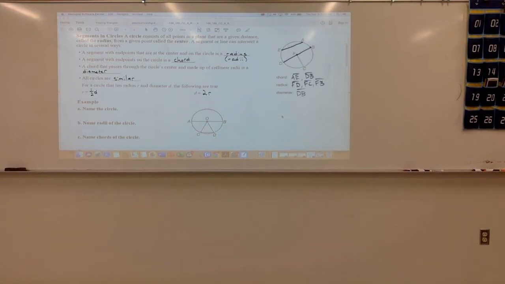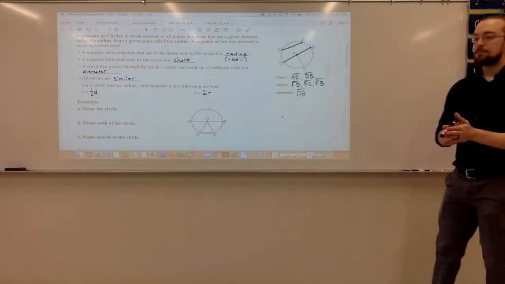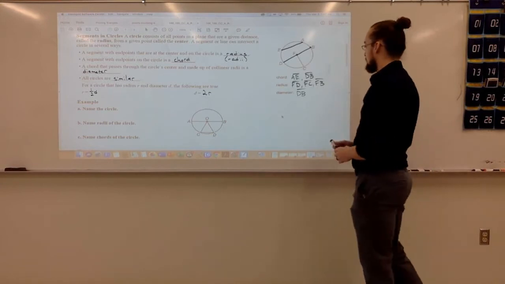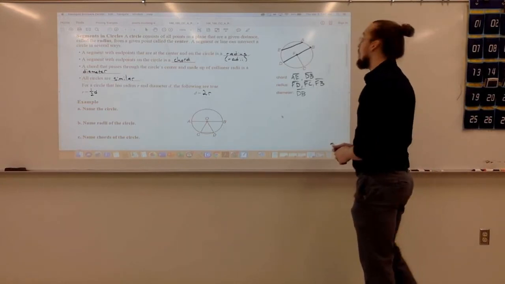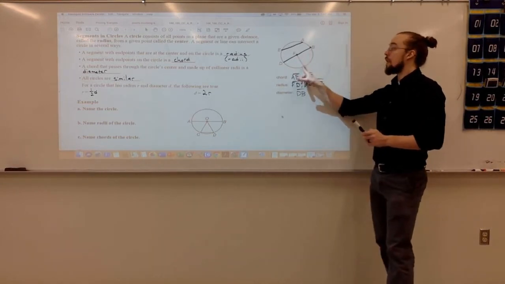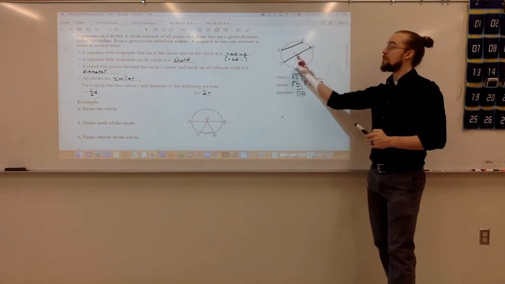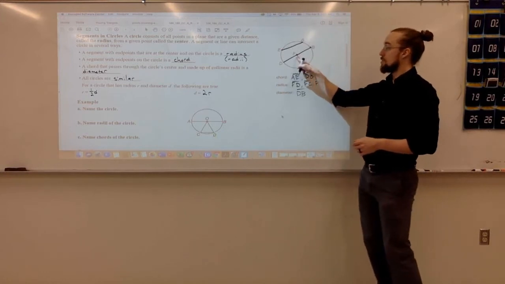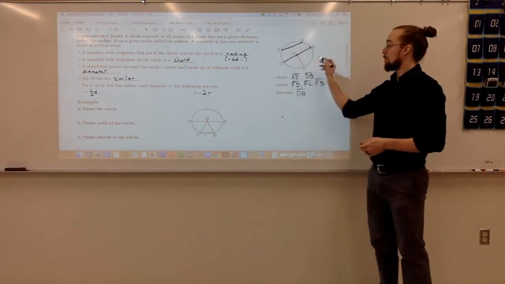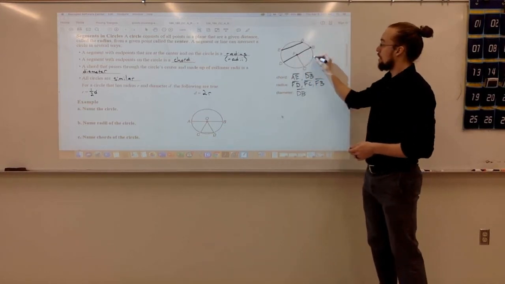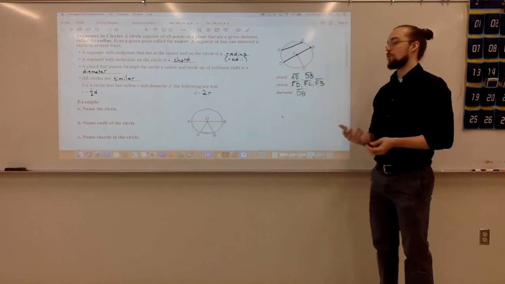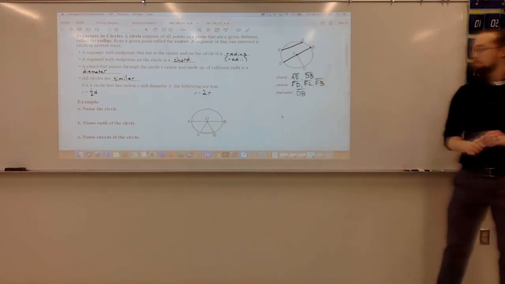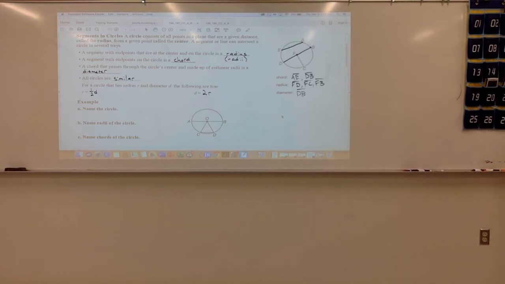Any questions so far on vocab? No, FC would not be a chord because both of its endpoints are not on the circle. One of its endpoints is at the center. We would have to have both endpoints on the edge of the circle for it to be a chord. Any other questions?